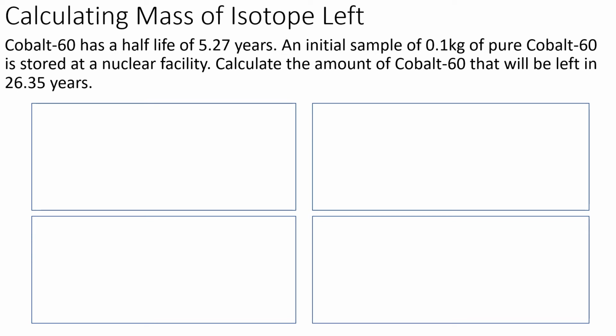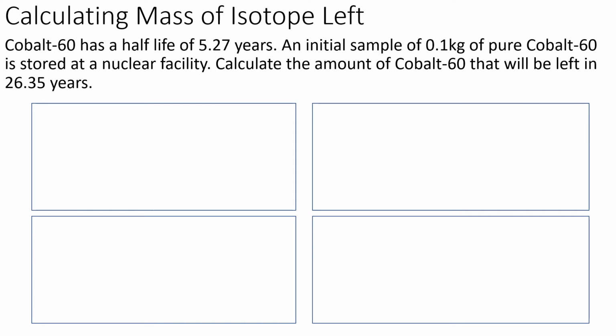So calculating the mass of isotope left. Cobalt-60 has a half-life of 5.27 years. An initial sample of 0.1 kilograms of pure cobalt-60 is stored at a nuclear facility. Calculate the amount of cobalt-60 that will be left in 26.35 years.